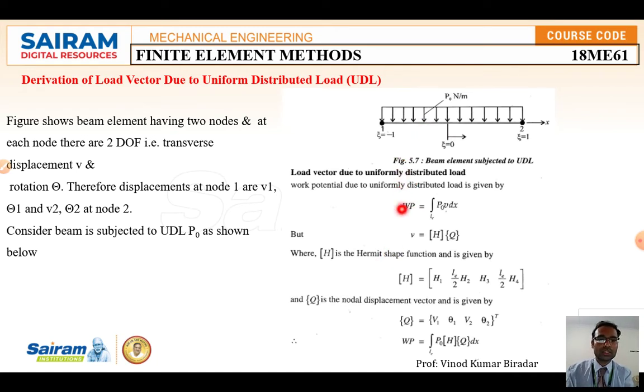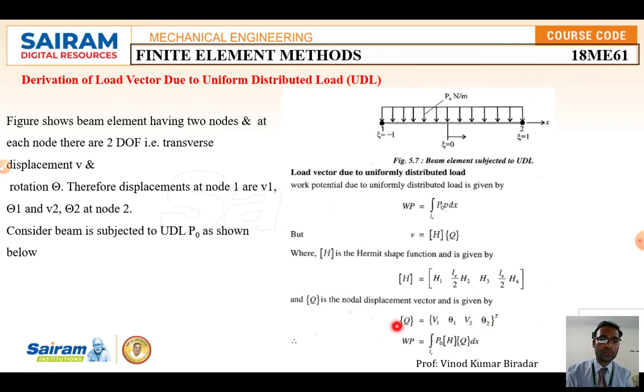Okay, so these are the components where the H value is considered: H is equal to H1, Le by 2 H2, H3, Le by 2 H4. We already derived this equation. H1 and H2 are at node number 1, and H3 and H4 are at node number 2. Q is the nodal displacement vector, which is given by V1, theta 1, V2, theta 2, where V1, theta 1 are at node number 1 and V2, theta 2 are at node number 2.